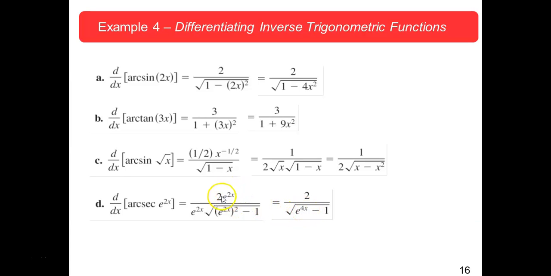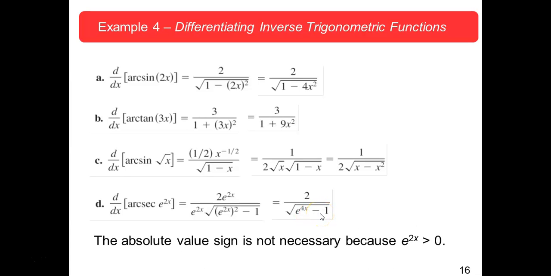Notice that we have e to the 2x right here and e to the 2x on the bottom that's being multiplied, so these can actually cancel out. And so we're left with 2 over square root of e to the 4x minus 1. And then, just as I stated before, the absolute value sign wasn't necessary because e to the 2x is always greater than 0.